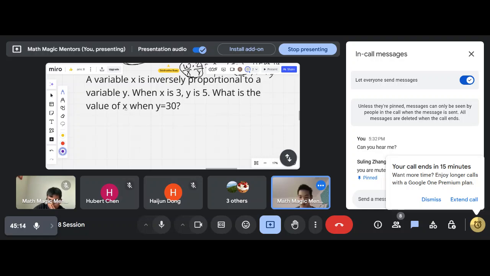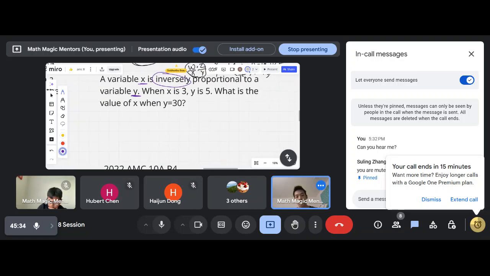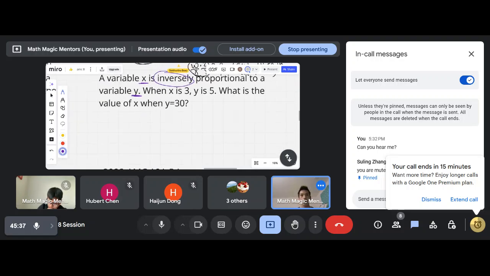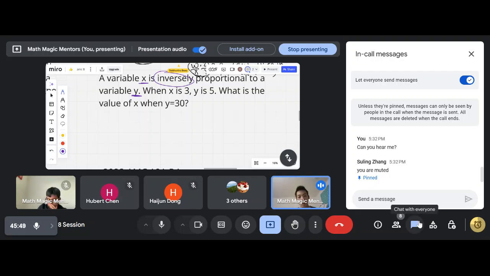Let us emphasize the word inversely proportional. So here, given that x and y are inversely proportional, it's just the same thing as saying x is inversely proportional to a variable y, right? So let's go back to what equation can we use to relate x and y if they're inversely proportional? Is there any general equation we can use?